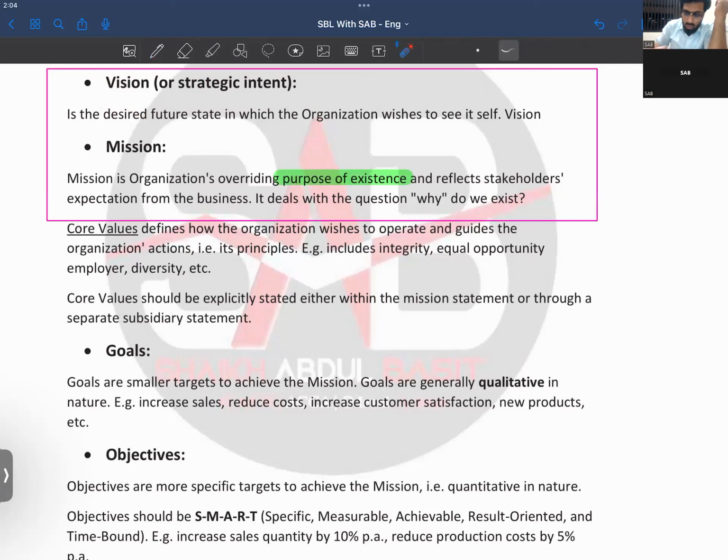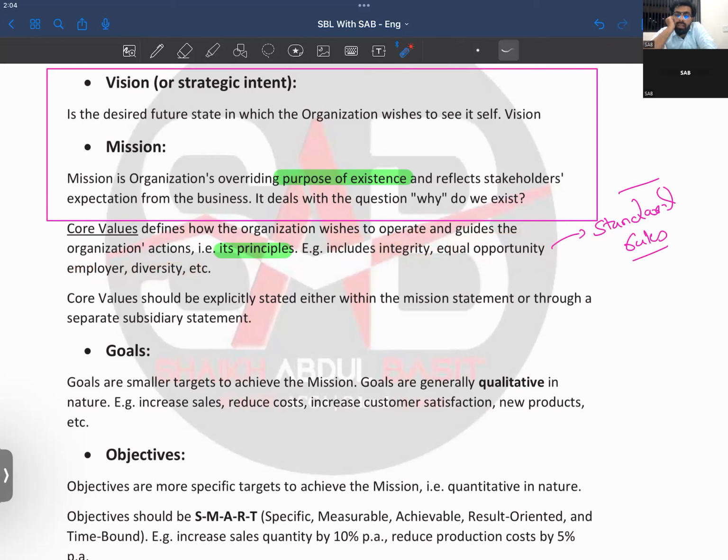Now, core values. What are core values, guys? Core values define how the organization wishes to operate and guide the organization's actions, right? They basically tell you why and how we wish to operate, like standard rules, I would say, the standard rules that organizations have. Its principles can be core values, including integrity, equal opportunity, employer diversity.